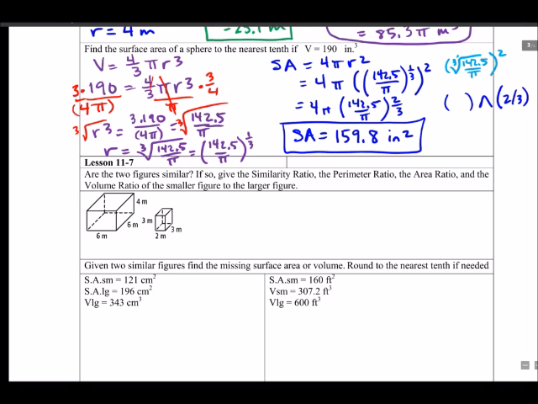So those can be a little bit challenging. Be careful with your cube rooting and your squaring and your square rooting and your cubing. Be very careful, show all your steps, and keep track of it all.